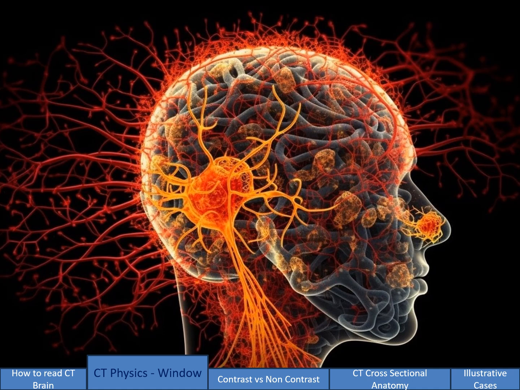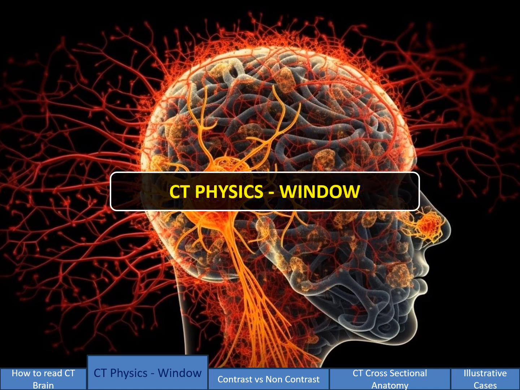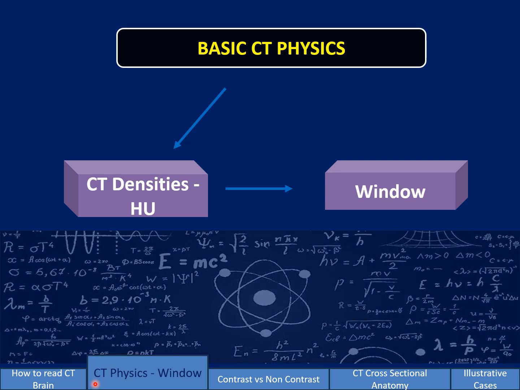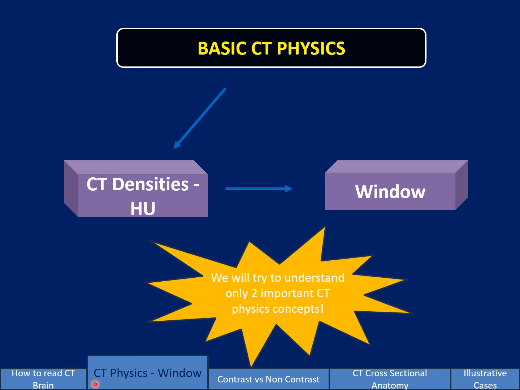So before going into interpreting, we need to know a few basic things about CT physics, namely the windowing. CT physics is quite complicated. We are not going to deal with the entire CT physics today. We are going to understand only two important CT physics concepts, namely the CT densities, what is Hounsfield unit, and what is window.